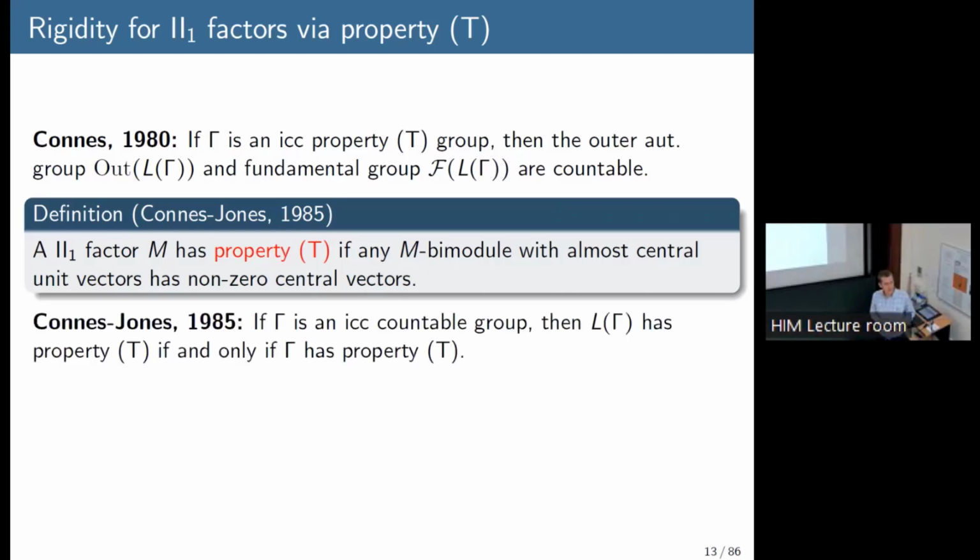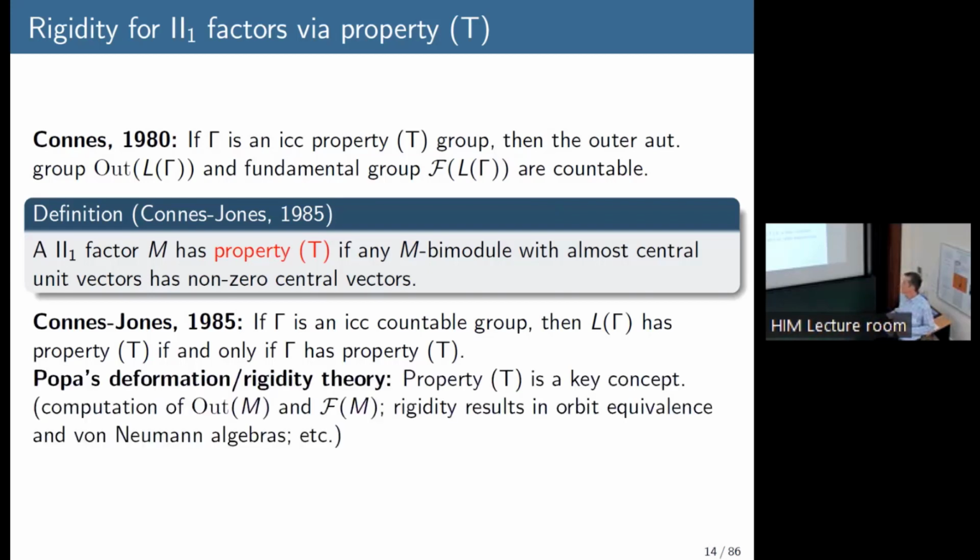Okay, this notion of property T for von Neumann algebras is designed to be compatible with the notion for groups. And Connes and Jones showed in particular that if you have an ICC countable group, the group von Neumann algebra has property T if and only if the group itself has property T. And now this notion of property T is a key concept. For instance, in orbit equivalence and in von Neumann algebras, it gave rise to answering long-standing questions, such as showing that the fundamental groups of certain von Neumann algebras are trivial. So using Popa's deformation rigidity theory, in the last two decades, we obtained computations of the outer automorphism group of von Neumann algebras and the fundamental group.